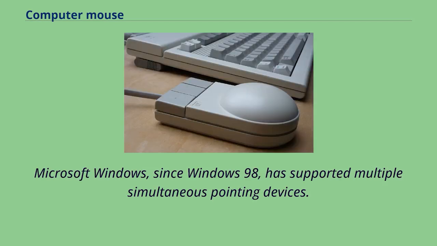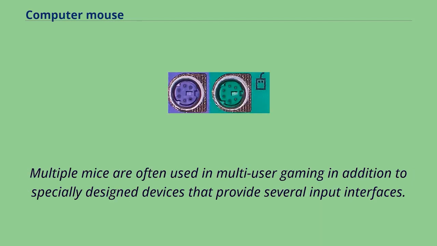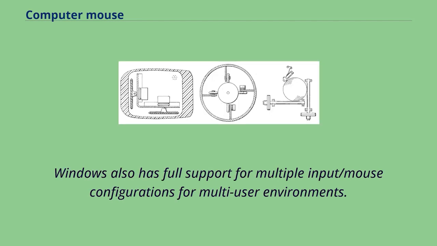Microsoft Windows, since Windows 98, has supported multiple simultaneous pointing devices. Because Windows only provides a single screen cursor, using more than one device at the same time requires cooperation of users or applications designed for multiple input devices. Multiple mice are often used in multi-user gaming in addition to specially designed devices that provide several input interfaces. Windows also has full support for multiple input/mouse configurations for multi-user environments.